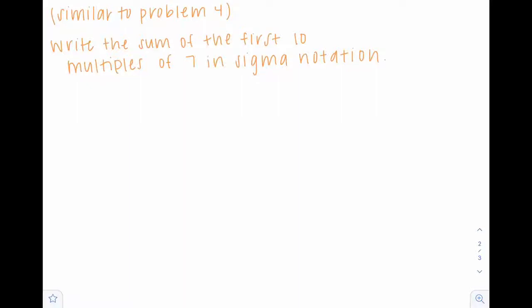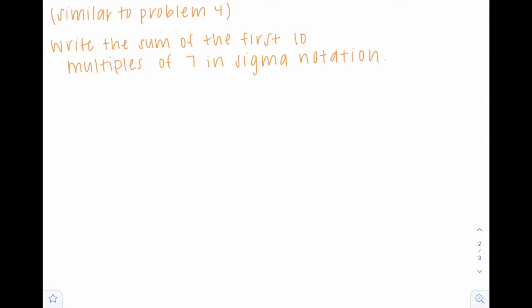Okay guys, so now we're going to try a practice problem similar to number 4 on your homework. That's probably the trickiest one you guys will have to do on the homework, but hopefully this will be helpful if you need a little extra boost getting started there. So we're going to write the sum of the first 10 multiples of 7 in sigma notation.